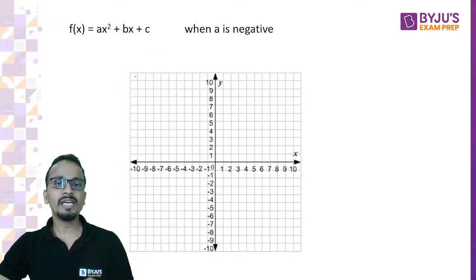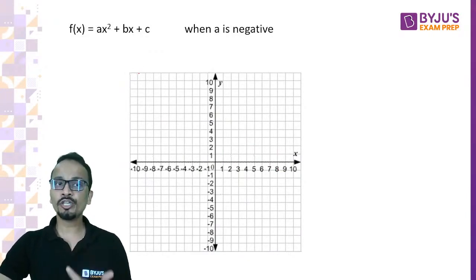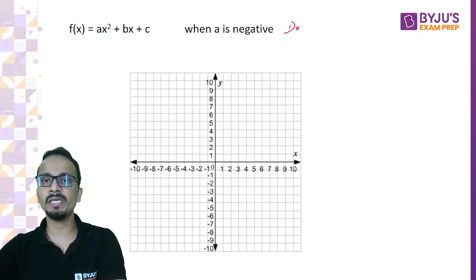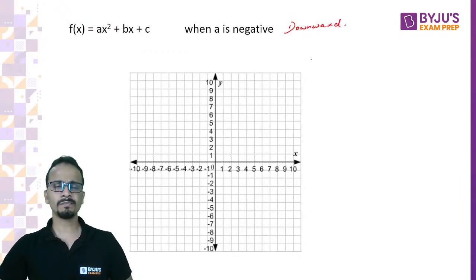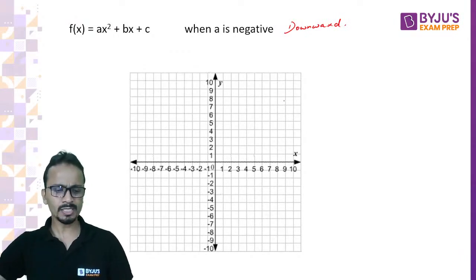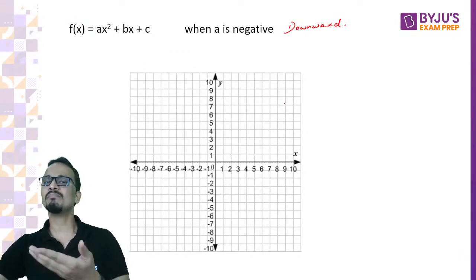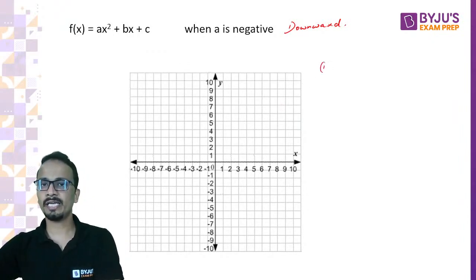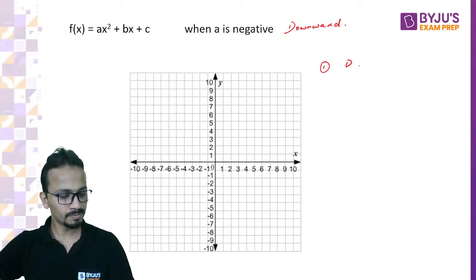When the value of A is negative, that means the coefficient of x square has a negative sign. In this case, the graph will be a downward opening parabola. Again, a downward opening parabola can be of three types: completely below the x-axis, touching the x-axis, and intersecting the x-axis at two points. So case number one again depends on the value of the discriminant.